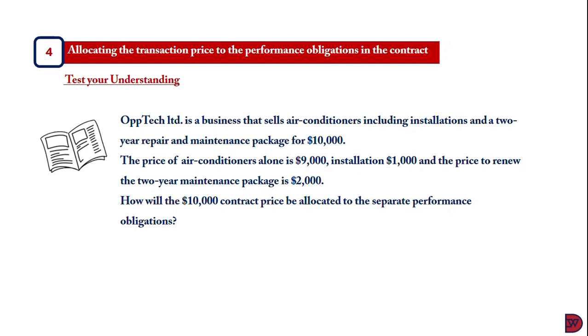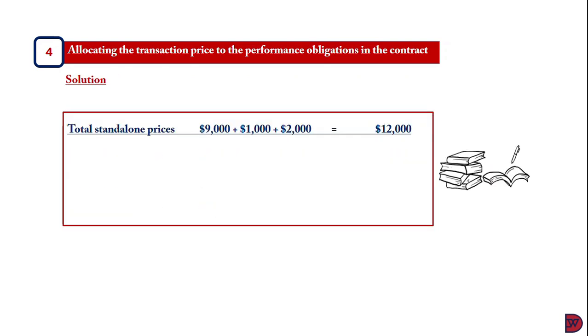Now, the price of air conditioners alone is $9,000, installation $1,000, and the price to renew the 2-year maintenance package is $2,000. So how would the $10,000 contract price be allocated to the separate performance obligations? So when we look at the solution, the total standalone prices will give $12,000.